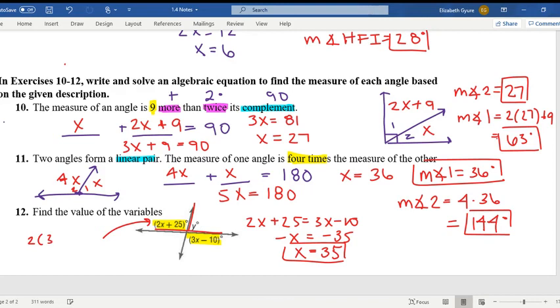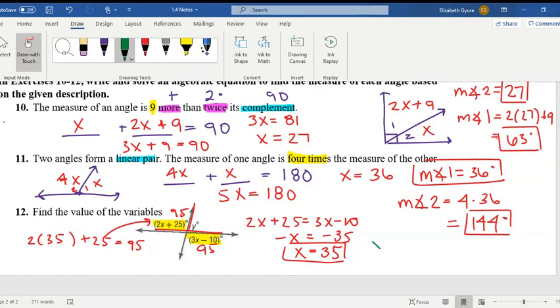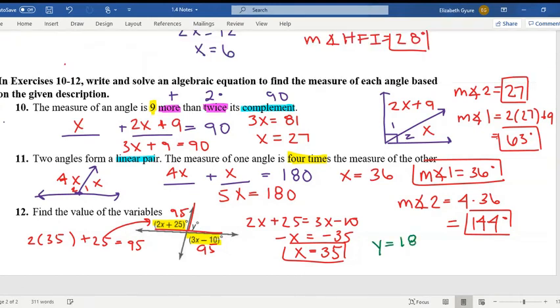This is 2 times 35 plus 25. 2 times 35 is 70. 70 plus 25 is going to give me 95. So I know this angle, and therefore also this angle, just to note, is 95 degrees. So I know angle Y is going to have to be 180 minus that. So angle Y equals 180 minus 95, which is going to give me 85 degrees.